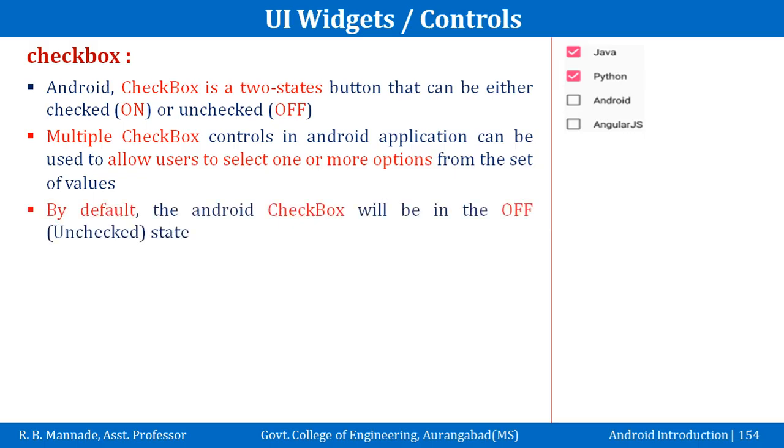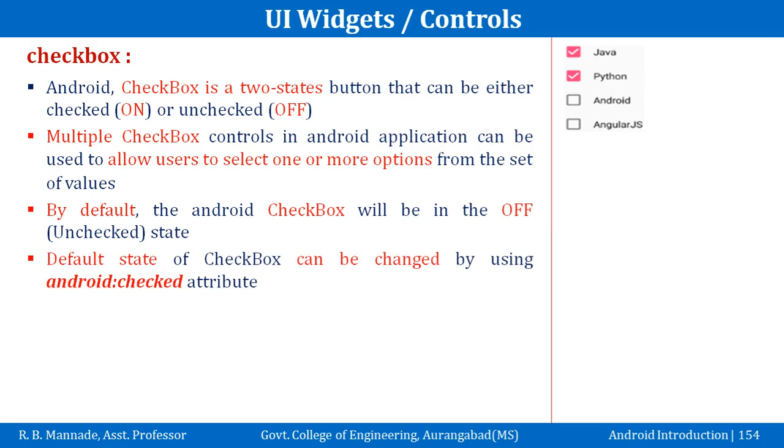By default, an Android checkbox will be in the off state or the unchecked state, but this default unchecked or off state can be changed by using an attribute called checked. This checked attribute is set in the .xml or layout file using android:checked equal to the value of true.